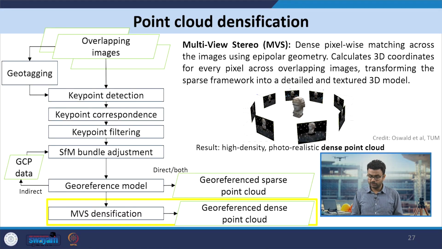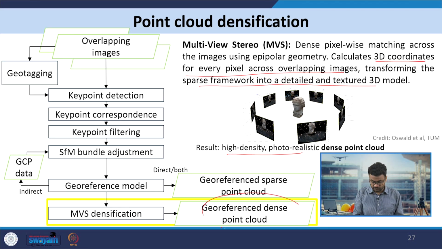As the final step, a multi-view stereo densification process is also performed. Using this, a dense georeferenced point cloud can be generated, and the multi-view stereo point densities are at least 2 orders of magnitude higher than the structure from motion sparse point cloud. This makes the multi-view stereo point cloud comparable to the LiDAR point cloud in terms of density. So in the multi-view stereo process, 3D coordinates for every pixel across overlapping images are calculated by transforming the sparse framework into a detailed and textured model. This results in a high density photorealistic dense point cloud.